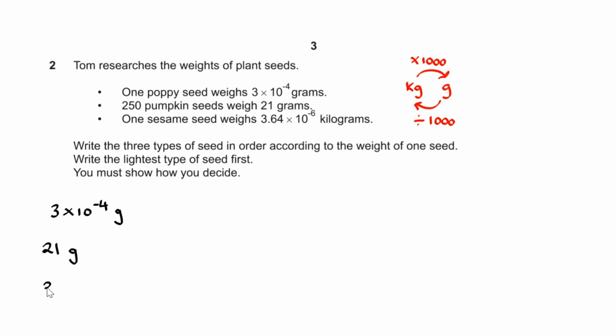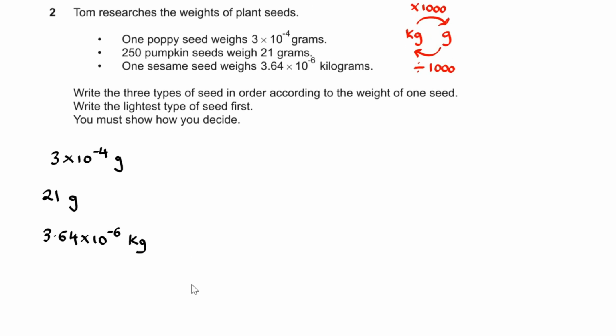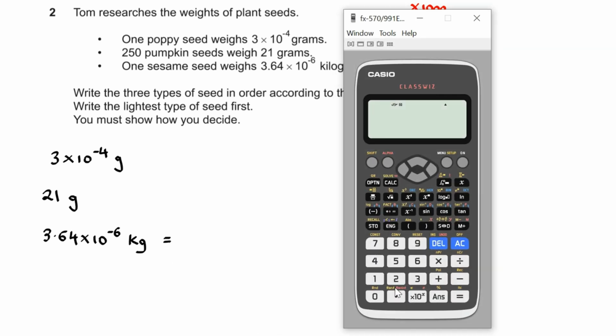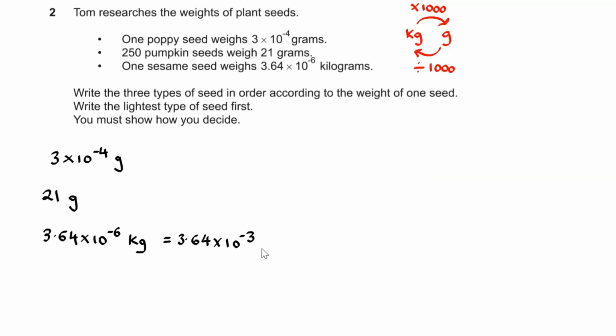And then we've got this 3.64 times 10 to the minus 6 kilograms. And to convert this into grams, we would have to multiply by 1,000. So we have 3.64 times 10 to the minus 6. And if we multiply this by 1,000, we get 3.64 times 10 to the minus 3. Now, we've got everything in grams so far.